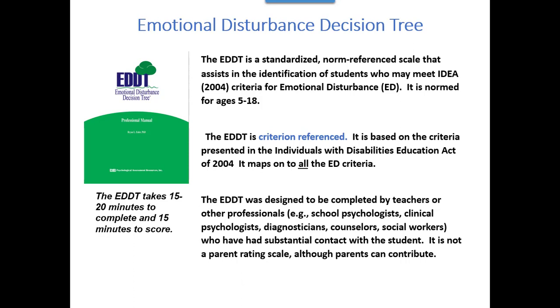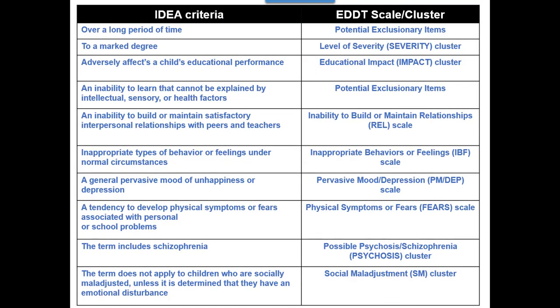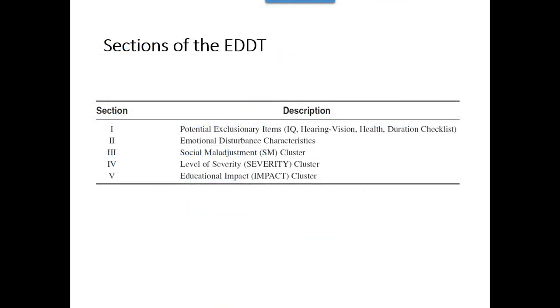It doesn't take long, about 15 to 20 minutes to do and about 15 minutes to score. It's not really a rating scale per se. It's more of a contribution sort of system. So, here are the IDEA criteria, because this is criterion referenced. And here are the scales for each of these things. Each of these subscales maps back to different parts of the law that we just discussed. On the right are the subscales, on the left are the parts of the law that it addresses. So you get these different cluster scores.